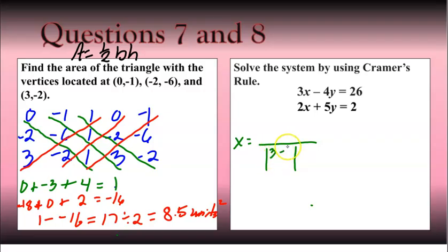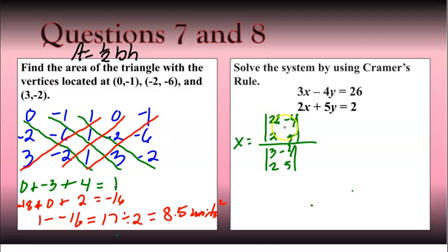So I have 3, -4, 2, 5. And then the numerator is also going to have a matrix, but we're going to substitute the solutions in for the variable that we're trying to solve. So this one I'm trying to solve for x. So I'm going to put 26 and 2 for the coefficients of x. The y coefficients stay the same. So -4 and 5. And all I have to do is find the determinant in the numerator and the denominator.